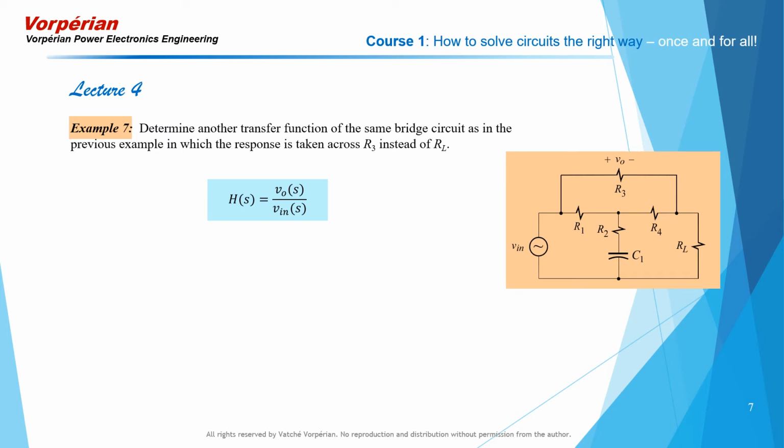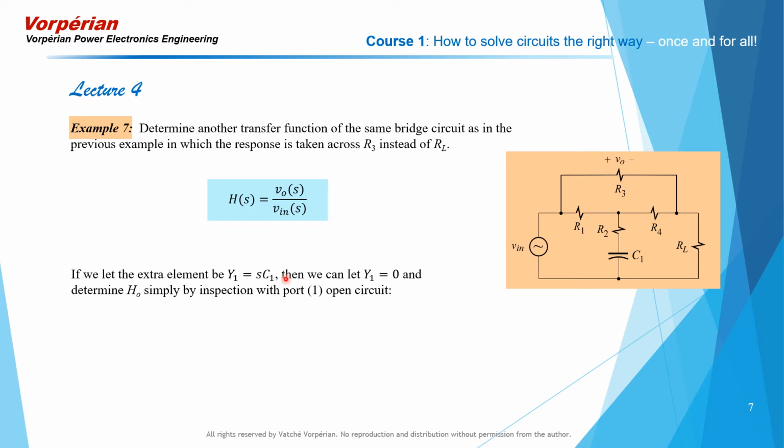In our second example, we're going to use the same bridge circuit, except that we're going to take the response across R3 instead of RL, and we're going to determine the voltage transfer function V0 over Vin. We know that this should have the same denominator as the previous one because it's the same structure. When we set the excitation equal to 0 in this case and in the previous case, we get back the same structure. So both transfer functions here must have the same denominator. And it's only the 0 and the low frequency asymptote that are going to be different.